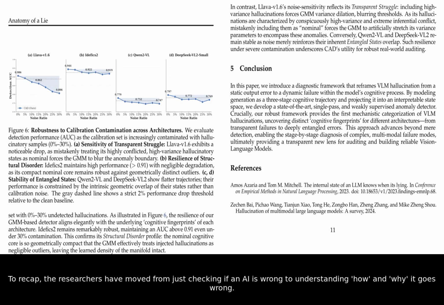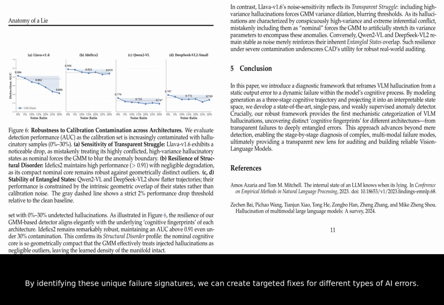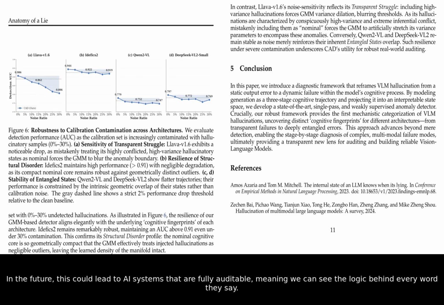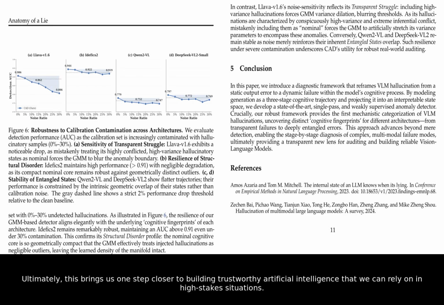To recap, the researchers have moved from just checking if an AI is wrong to understanding how and why it goes wrong. By identifying these unique failure signatures, we can create targeted fixes for different types of AI errors. In the future, this could lead to AI systems that are fully auditable, meaning we can see the logic behind every word they say. Ultimately, this brings us one step closer to building trustworthy artificial intelligence that we can rely on in high-stakes situations.